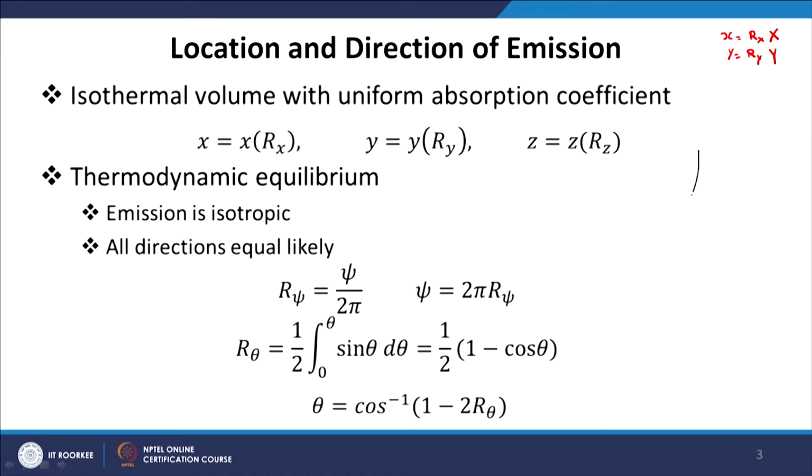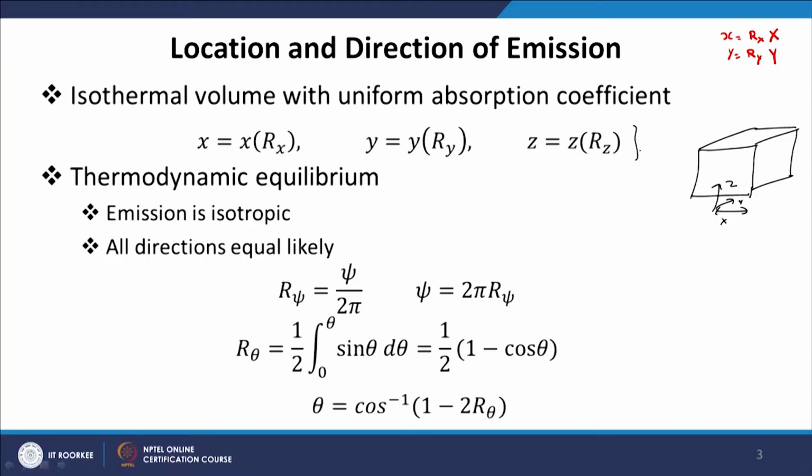So, now let us say we have a volume of gas with dimensions x, y and z. Now, in CFD problems we assume that the temperature inside this finite volume is uniform, and the concentration of gas is uniform. So, when we assume temperature and concentration uniform in this cell, the absorption coefficient or the properties of the gas will be uniform in this gas.